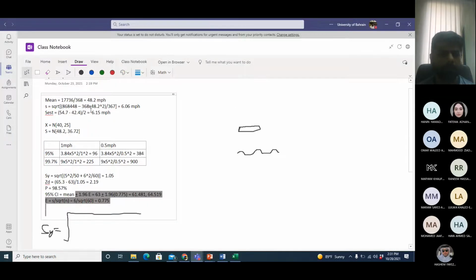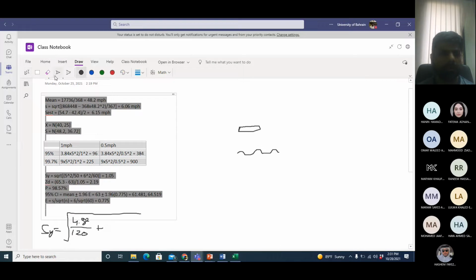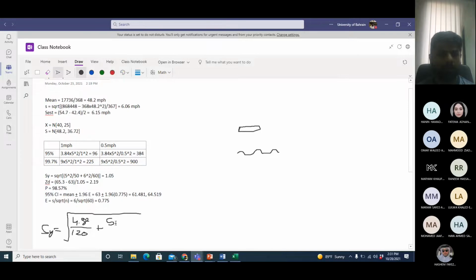So 4.8 squared over 120, plus, for the after sample, 5.3 squared over 108.